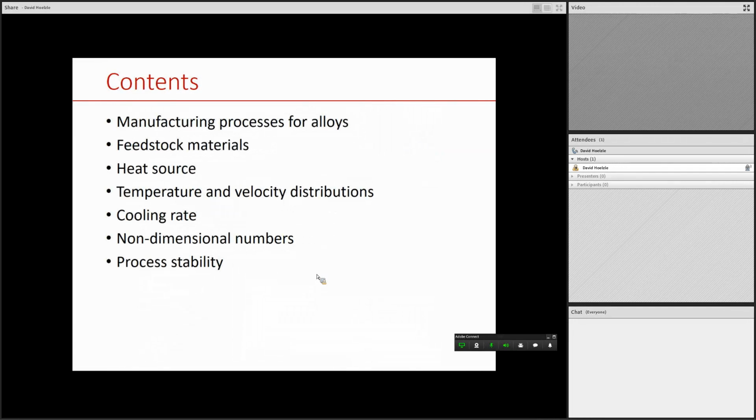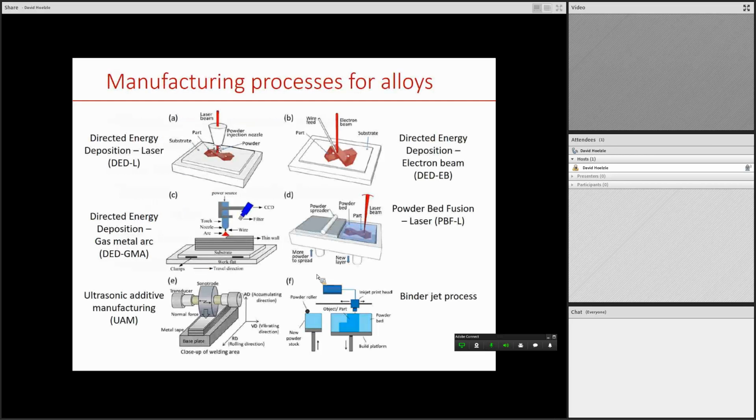So these are the contents. I'll first introduce the processes briefly, and then the feedstock materials and how the materials are manufactured. Also, there's some modeling, including the heat source, the temperature and velocity distributions, the cooling rates, and there is also some introduction of the non-dimensional numbers and the process stability. The first thing is the typical manufacturing processes for alloys.